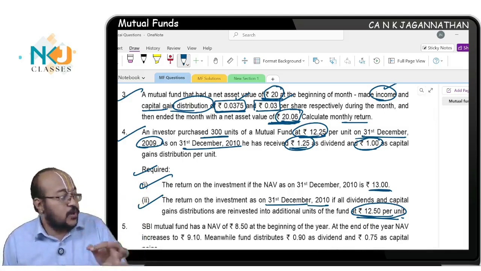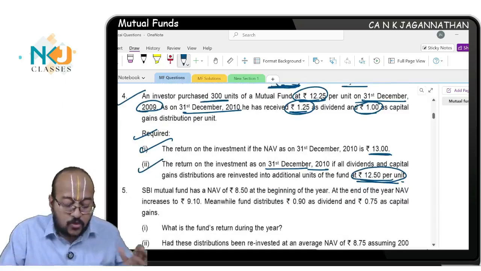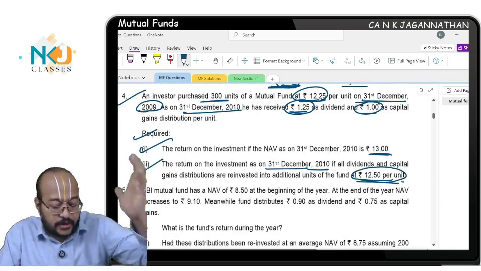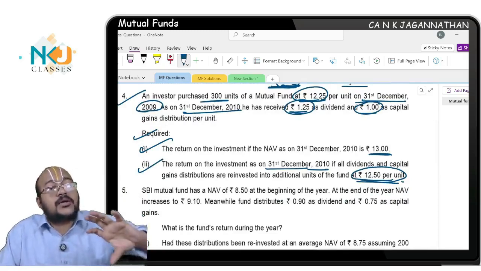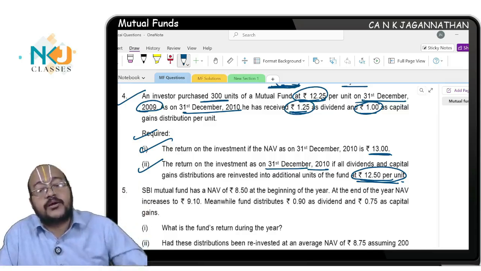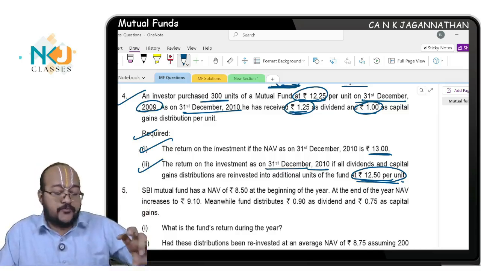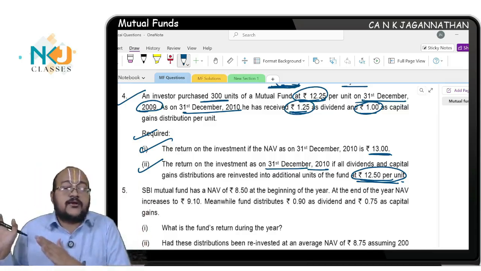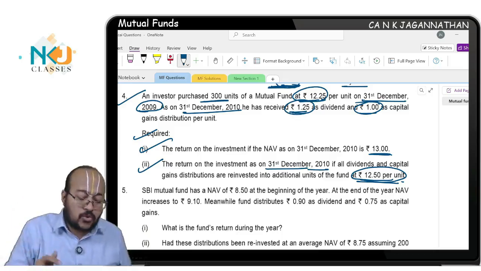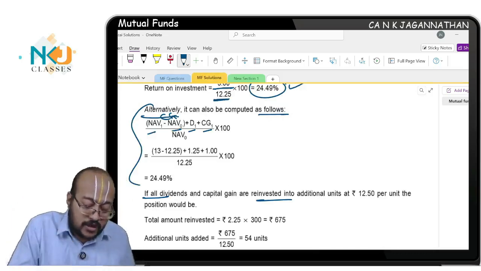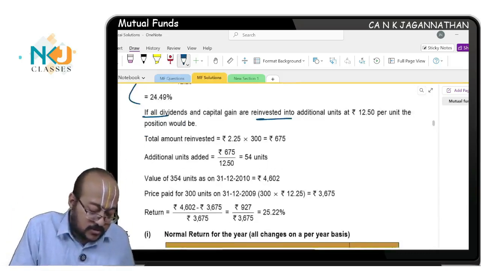This 2.25, what they are saying in the next part of the question, you reinvest at 12.5 per unit, at the NAV of 12.5 per unit, and get the cash converted into units. We will calculate the total closing NAV, outstanding units into closing NAV. You will get the total value, the closing value of all these investments. Shall we check? Very simple.